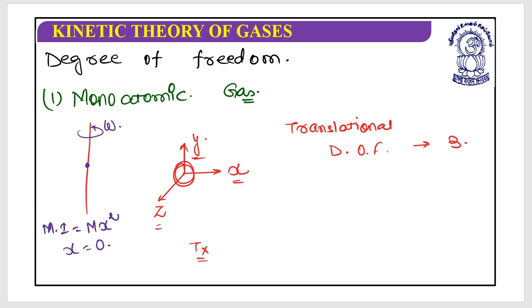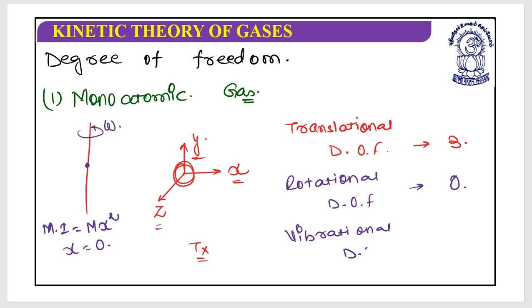So translational degree of freedom is 3. Rotational degree of freedom, I'm talking about the monoatomic, is 0. In the same way, the vibrational degree of freedom of monoatomic gas is 0. So the total degree of freedom of the monoatomic gas is 3 plus 0 plus 0, it's 3. I hope this is clear. Yes, we are going to discuss such motion for every gas.